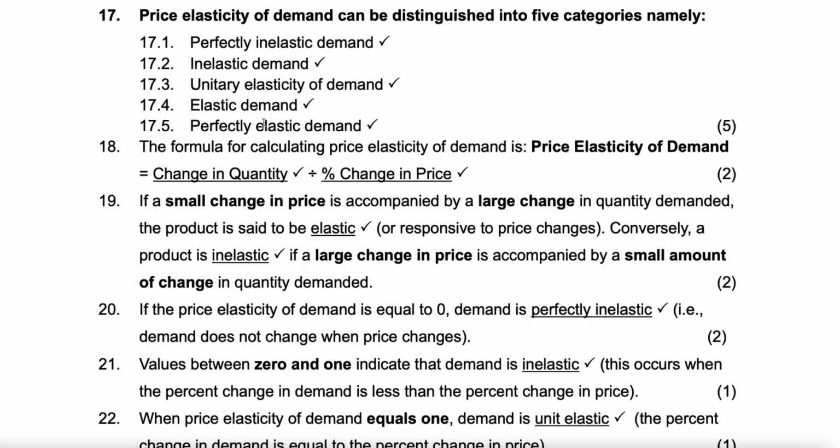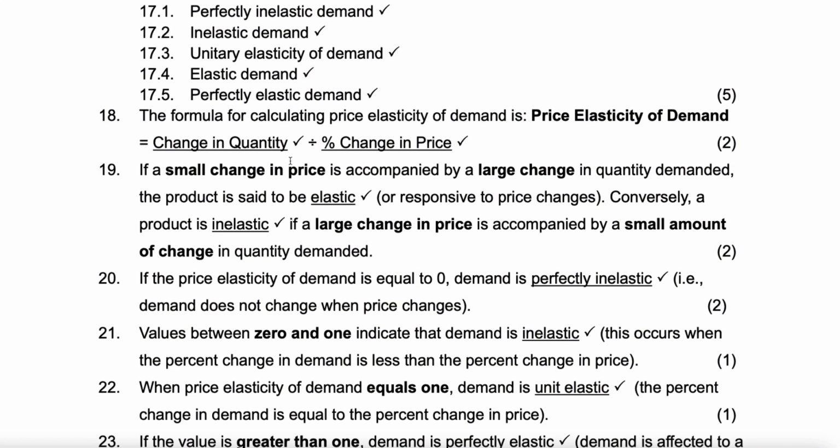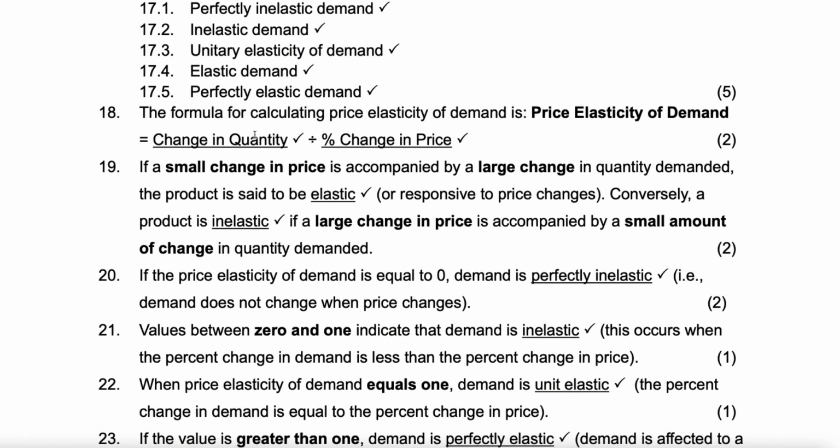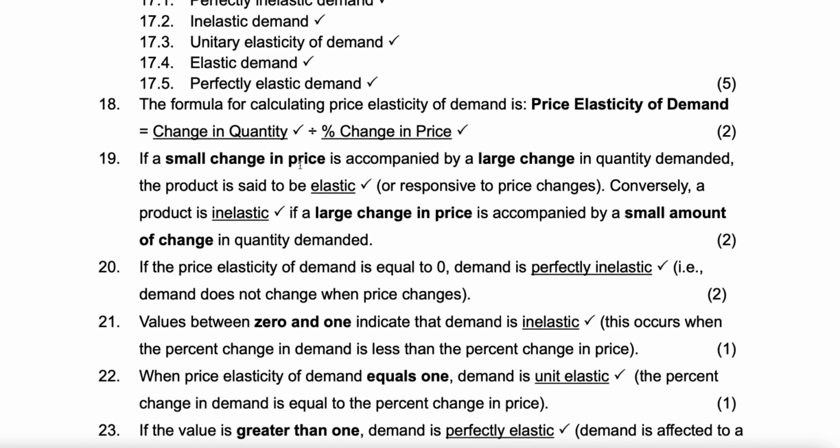So the difference here is that this is perfectly, then these are relatively. Then the formula once again: percentage change in quantity demanded, I should add demanded here, divided by percentage change in price. I should remember to do that.